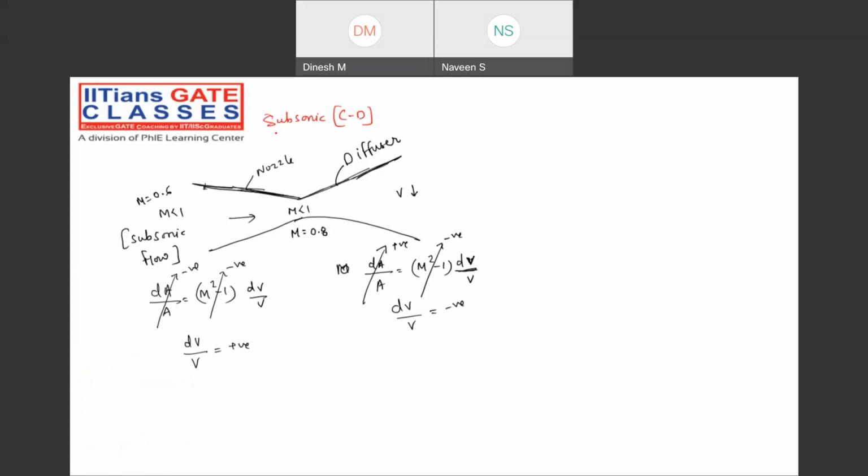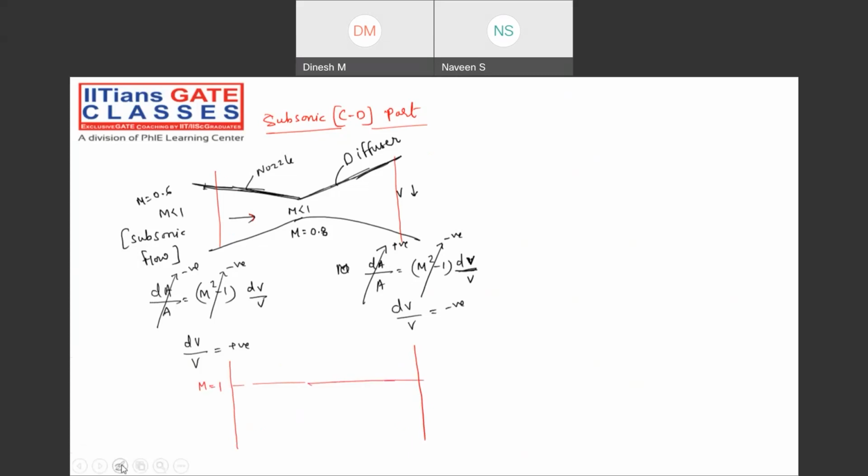CD part, where have we seen this thing, where have we seen the subsonic? That means the flow throughout the section from inlet to outlet will be subsonic only. That means if you draw the Mach number, this is the Mach number 1.